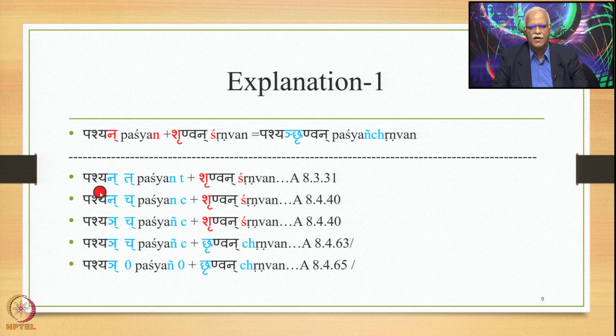So we have already seen that there are four such examples that are possible in a scenario of this kind. If we go back from the bottom and come to the top, this will be the reverse order and then we shall be able to reach this particular stage, Pashyain shrunvan, and we will be able to identify this as the input. Pashyain shrunvan is the output, Pashyan plus shrunvan is the input.